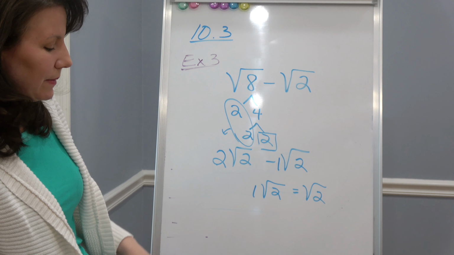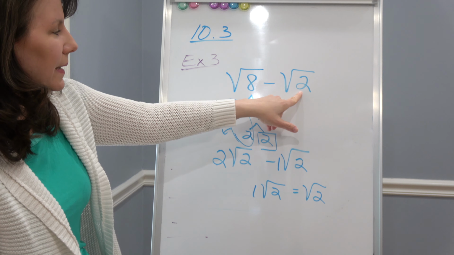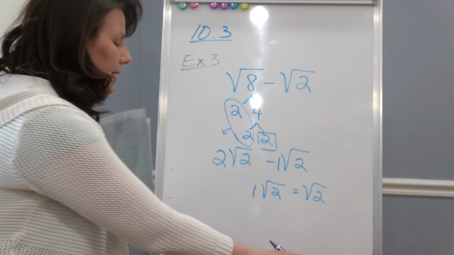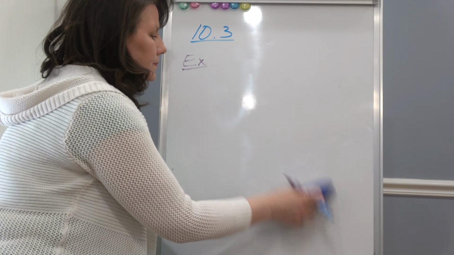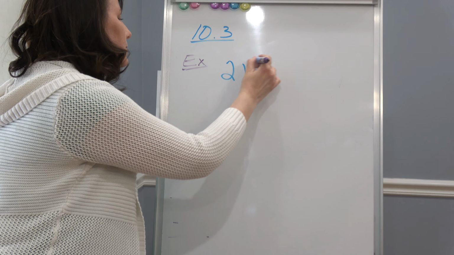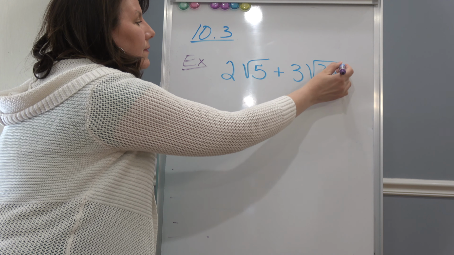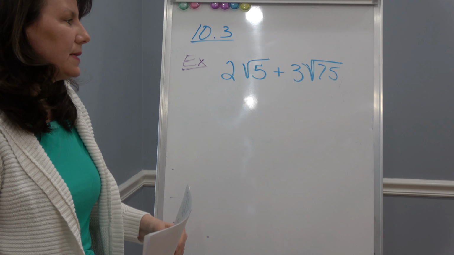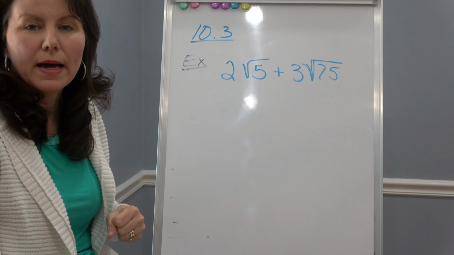Sometimes in problems you have to simplify first before combining. Sometimes you might have both of them that you need to simplify. Sometimes there might be several radicals. Okay, let's try 2 square roots of 5 plus 3 square roots of 75. So again, if I'm trying to combine them, I don't know if it's possible until I simplify them.